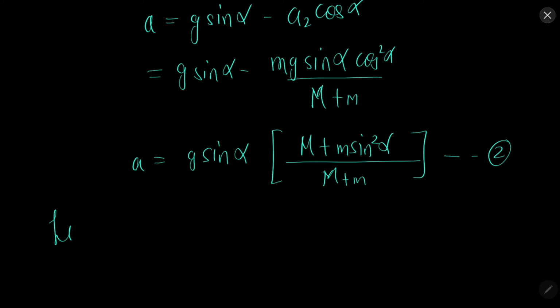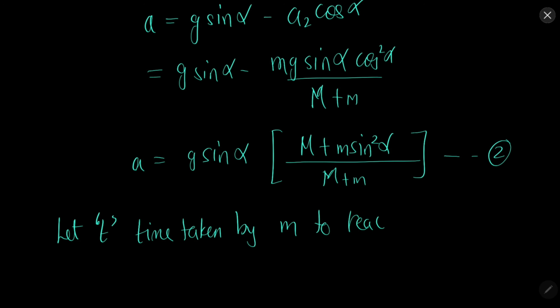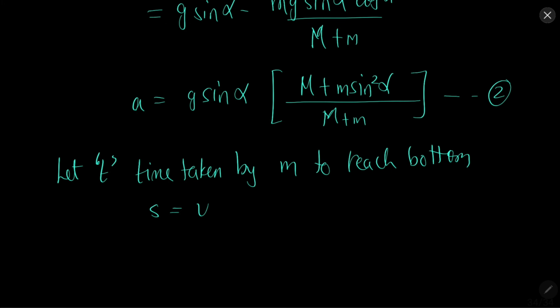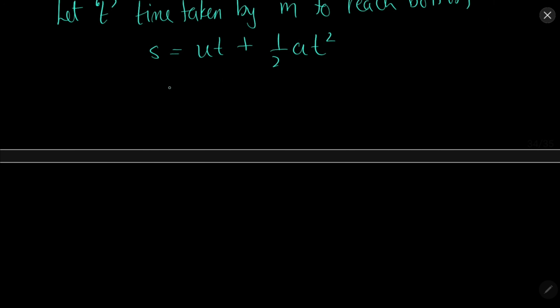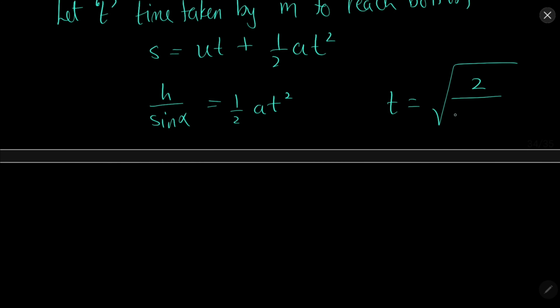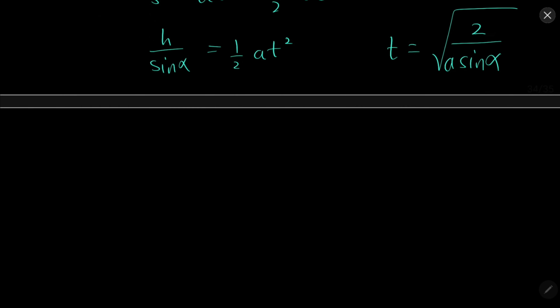So now let t be the time taken by m to reach the bottom. So displacement is ut plus half a t square. So h over sin alpha equals half a t square. So t will be root of 2h over a sin alpha.